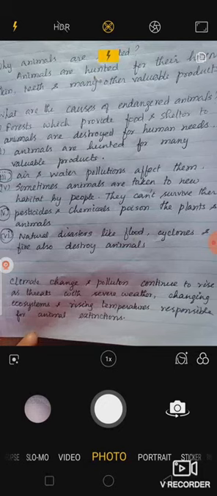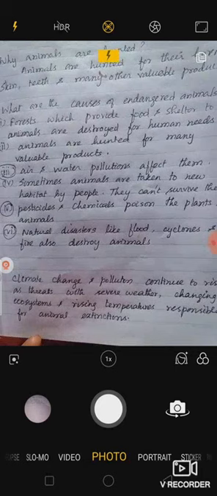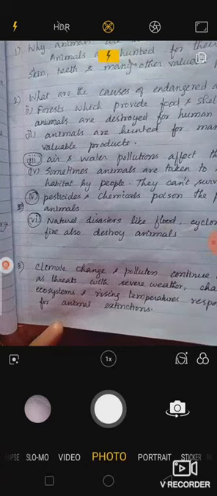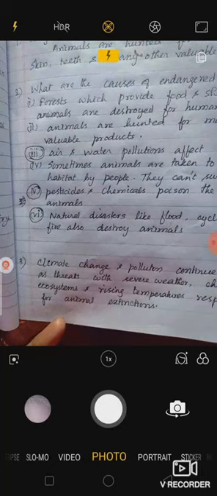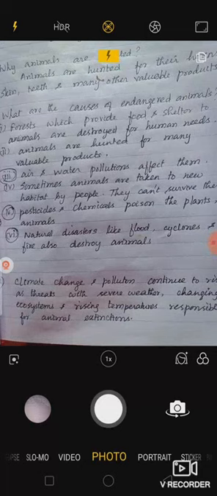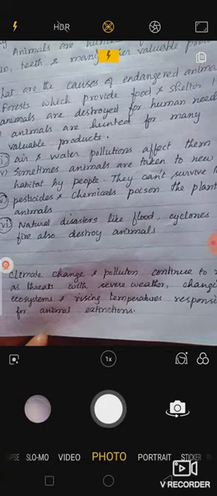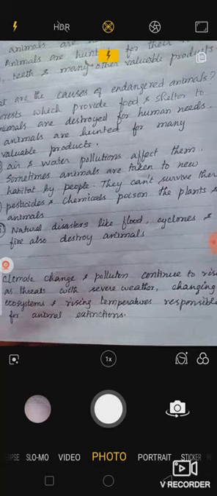The third question, explain the relation between environmental pollution and endangered animals. For that, you can repeat points from the second question, the 3rd, 4th and 5th points, or the 3rd, 5th and 6th. These three points can be repeated for the third question. Also, you can add one more point: climate change and pollution continue to rise as threats, with severe weather, changing ecosystems and rising temperature responsible for animal extinction.